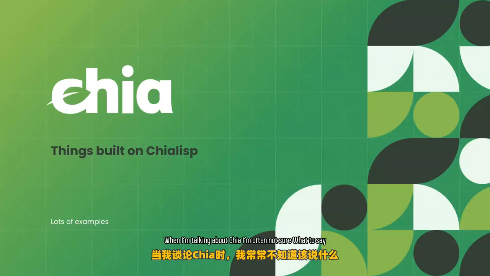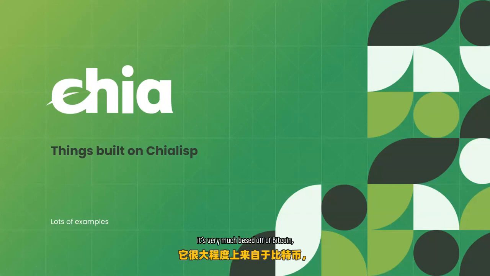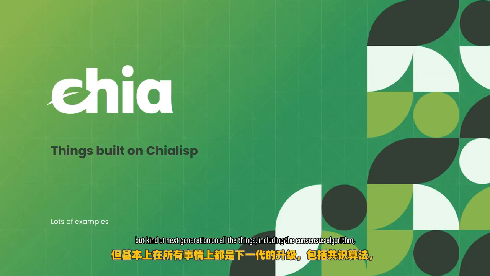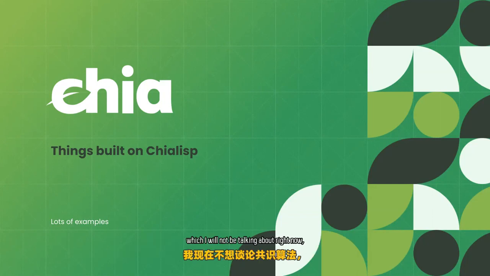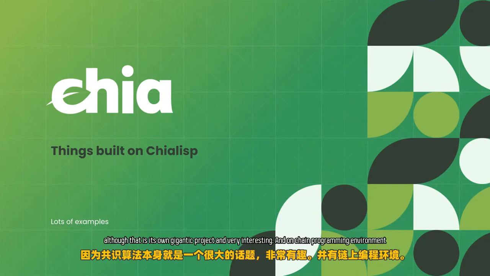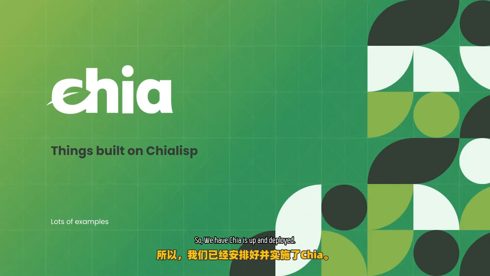When I'm talking about Chia, I'm often not sure what to say because it's such a giant, sprawling project in terms of scope. It's very much based off of Bitcoin, but kind of next generation on all the things, including the consensus algorithm, which I will not be talking about right now, although that is its own gigantic project and very interesting, and on-chain programming environment.